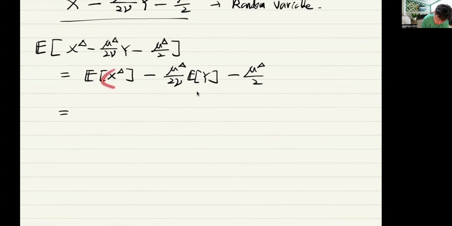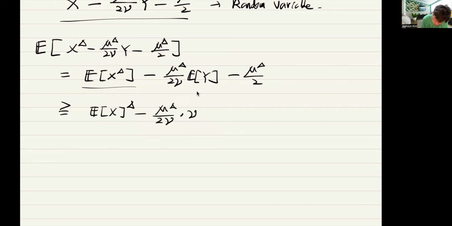And again, this function f of x equals x to the delta is convex. So this is like you apply the function and then take the average. And you can do the other way. You compute the average and then take the function. Then this one is smaller, so you can replace this with this as a lower bound.